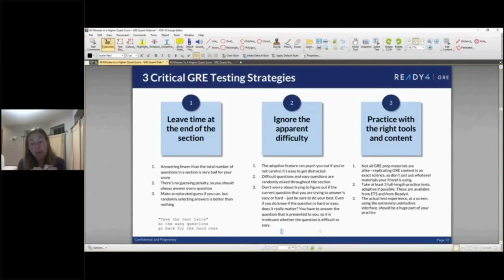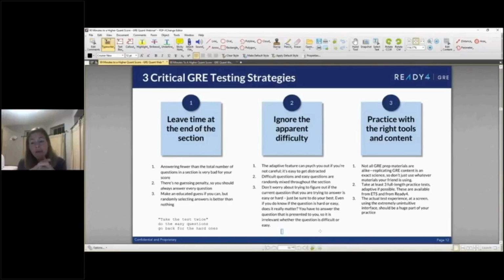It is also important that you are taking full-length practice tests for the reason I explained before. It's a test of stamina, so you should get used to that. You should take at least three full-length tests. Those are available from ETS. They're also available from Ready For.